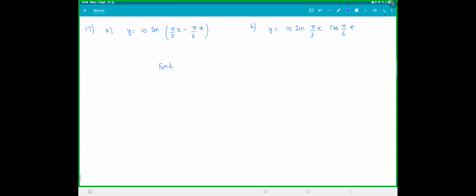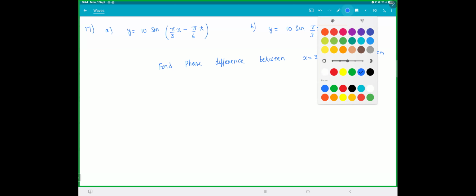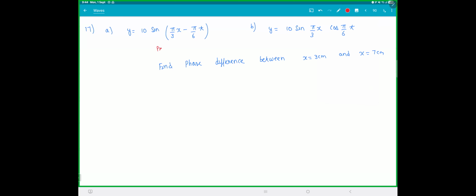That same thing. And they'll give you like this: find phase difference between x is equal to 3 centimeters and x is equal to 7 centimeters. So if you mix up and use the formulas, you will be gone. So this is a progressive wave, kx minus omega t. Stationary wave is a combination of two progressive waves. So the formula doesn't look like that. You can't use the phase difference thing.